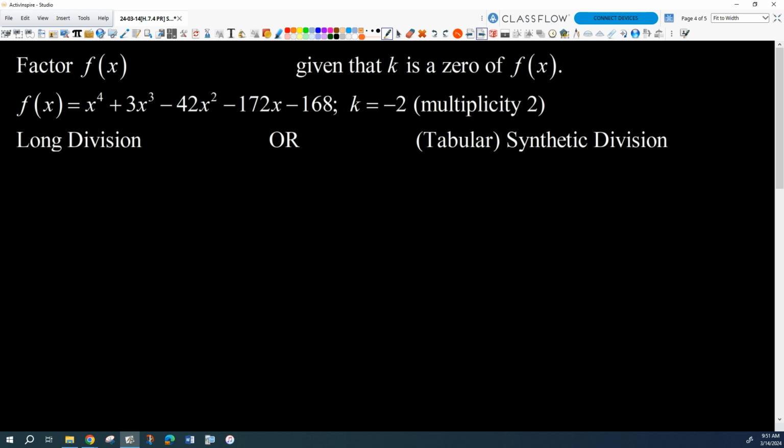Okay, what about one like this? This is a little different. Factor f of x, given that k is a 0. Okay, now this time they're telling us k equals -2 is a 0, and the multiplicity is 2. So how could we factor this thing completely if we know that -2 is a 0 with multiplicity 2? What are some ideas?